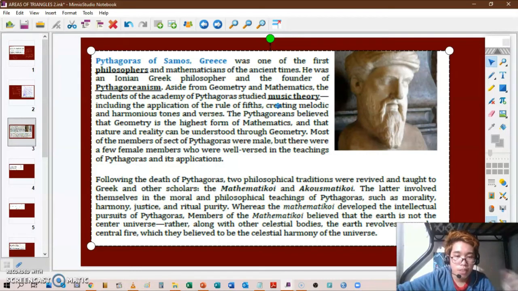And then we have the mathematikoi. They developed the intellectual rigor of the teachings of Pythagoras. They developed more of the mathematical side of the teachings, as well as a continuation of his teachings in music theory.